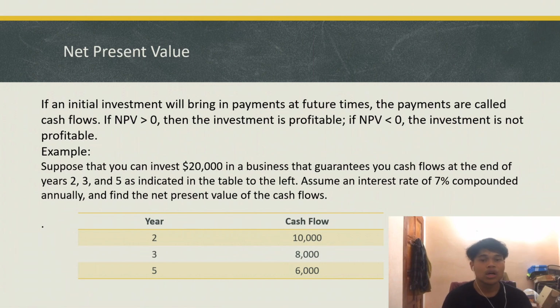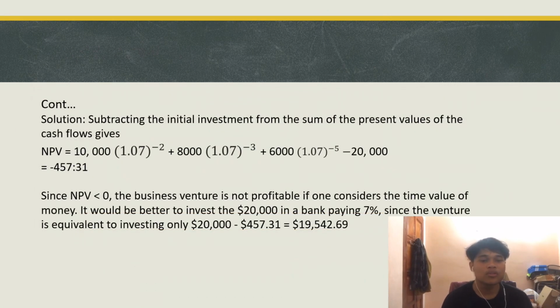As we can see in the table, the cash flow for year 2 is $10,000, for year 3 is $8,000, and lastly for year 5 is $6,000. So next we're going to calculate the NPV.